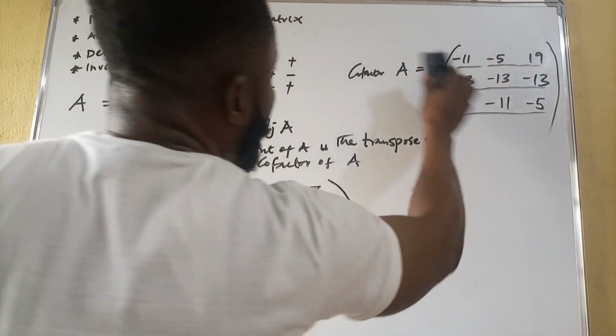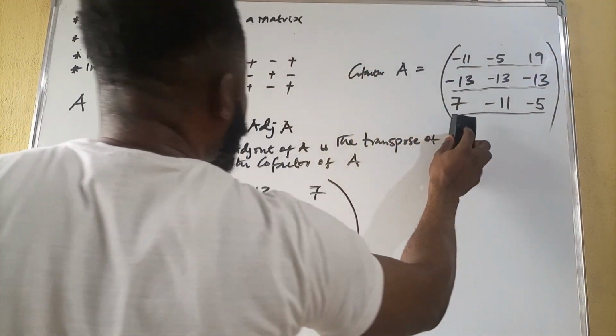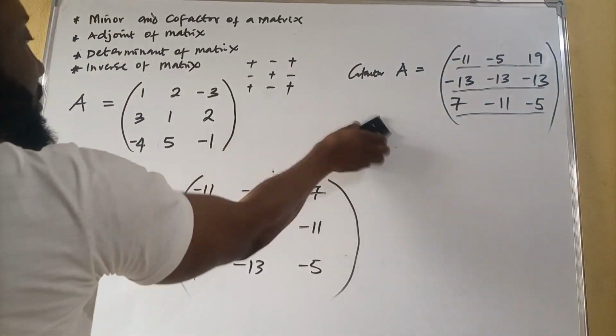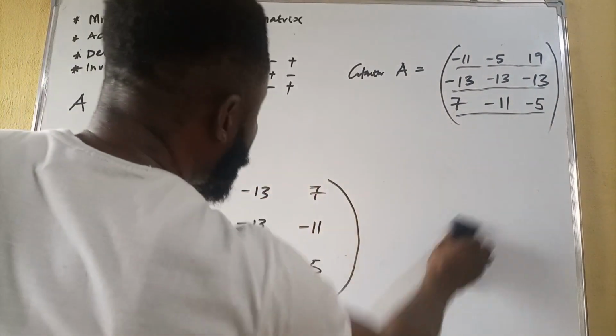Now recall, I'm going to clean this. That's the adjoint of the matrix. I want to create space for us.